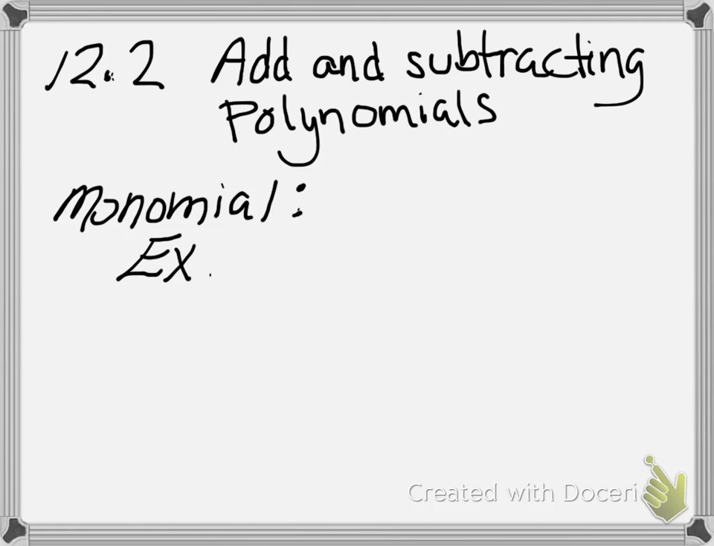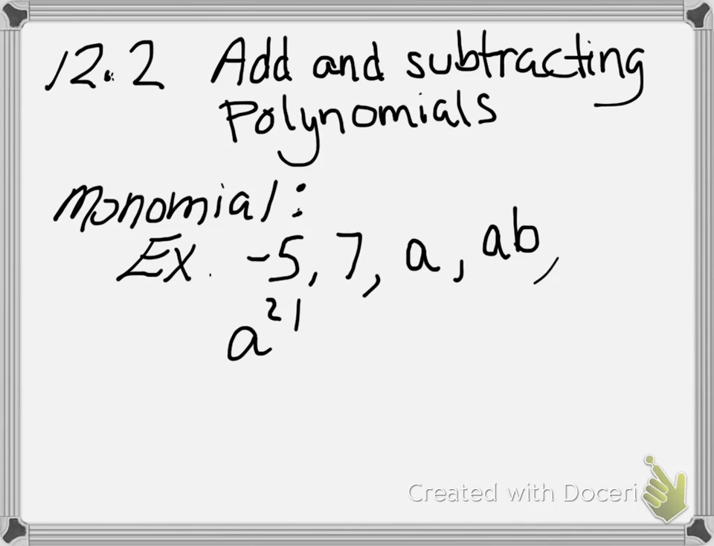So an example of a monomial can be a number, like -5 or like 7. It can also be a variable, like a, or like ab. It can also have variables like a squared b to the 5th. It can have a negative out there with a variable like -m. What that means is -1m, and we'll get to that.